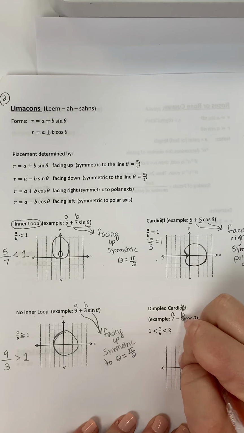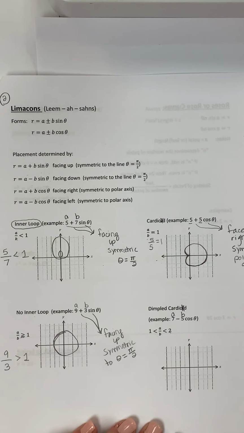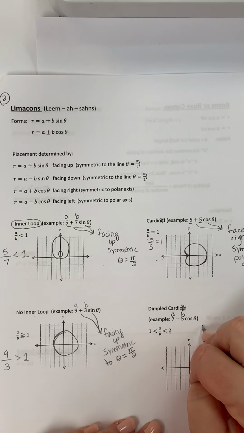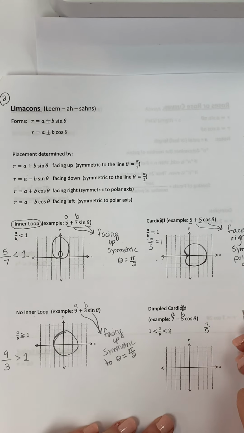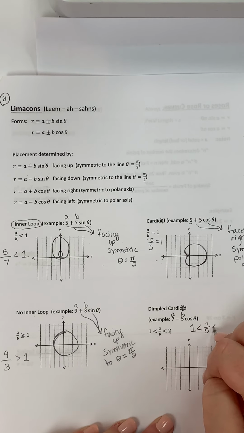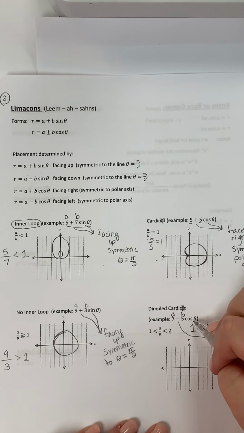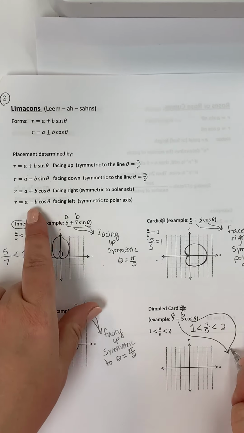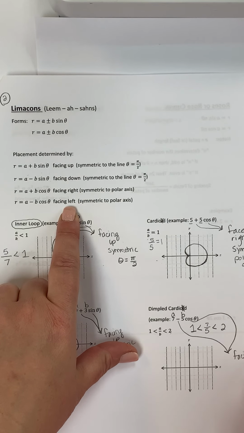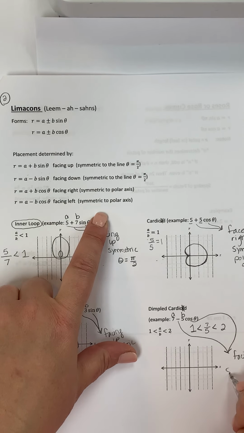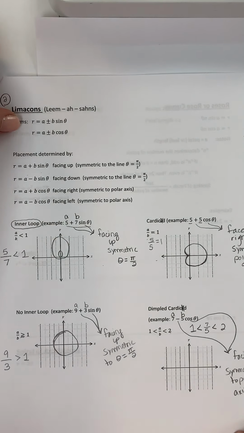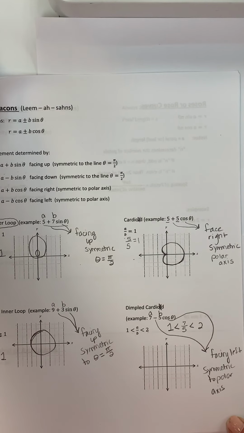Now, we're not worried about the sign. We don't want to do 7 over negative 5. We just want to do 7 over 5, okay? Don't worry about that sign there. Don't include the negative. Sure enough, that's going to be right between 1 and 2. The minus and the cosine mean we are facing left, and we are symmetric to the polar axis.